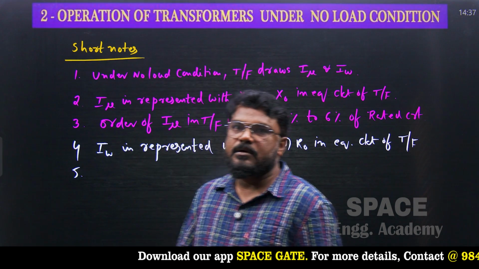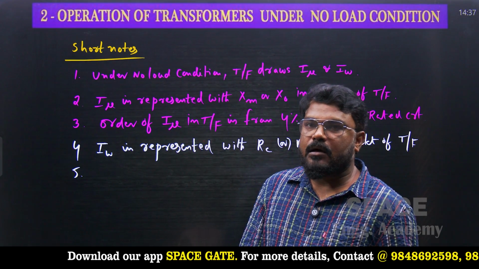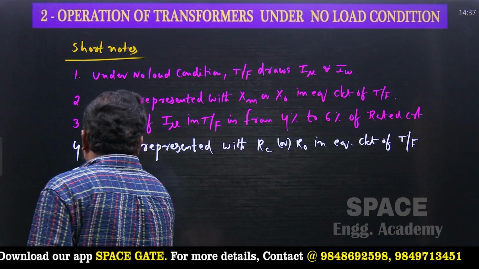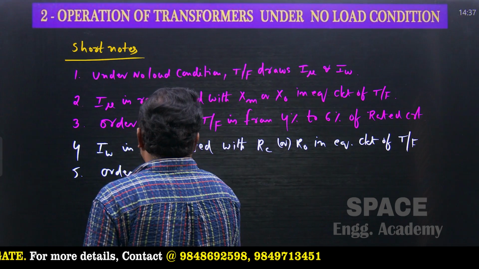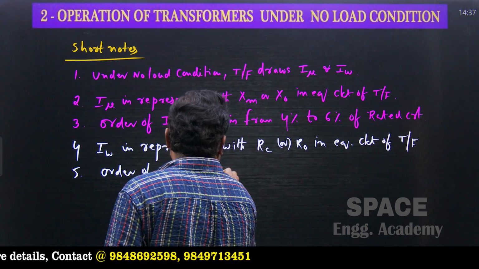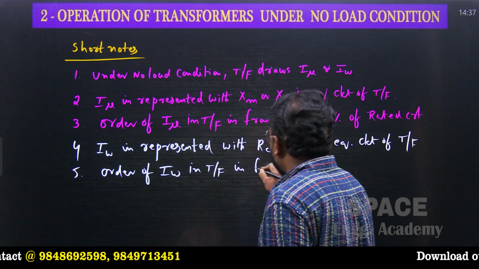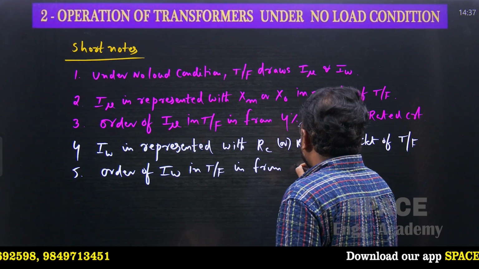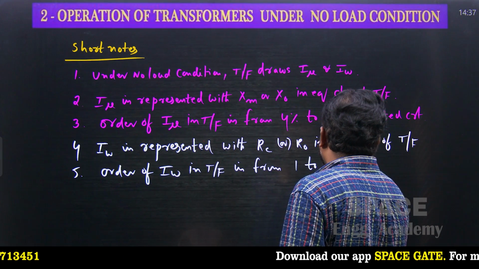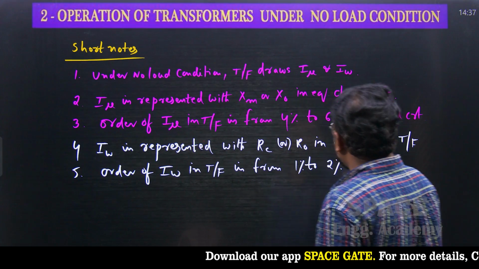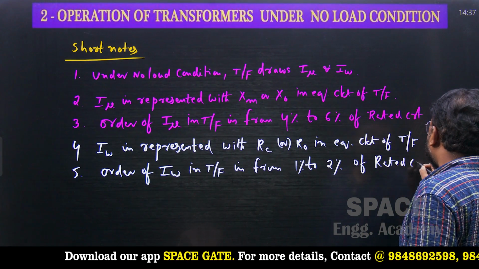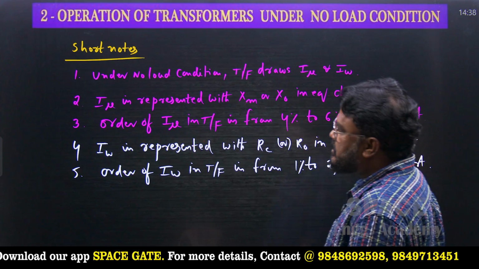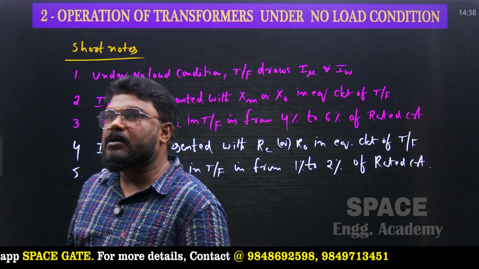And next, order of the iron loss component of the current. The order of the iron loss component of current, I w, in the transformer is from 1% to 2% of the rated current of the transformer. So this is another possibility of a question.